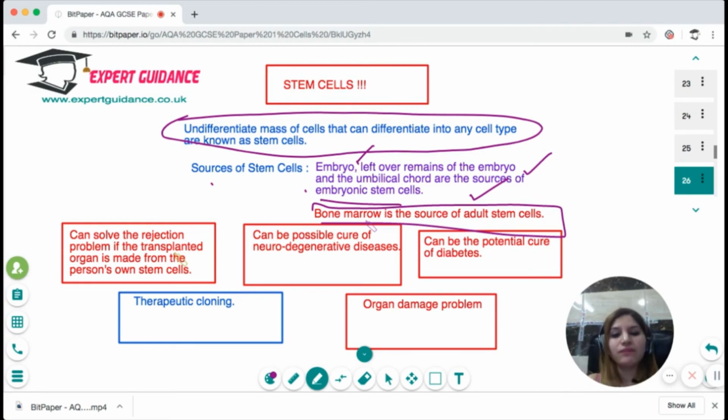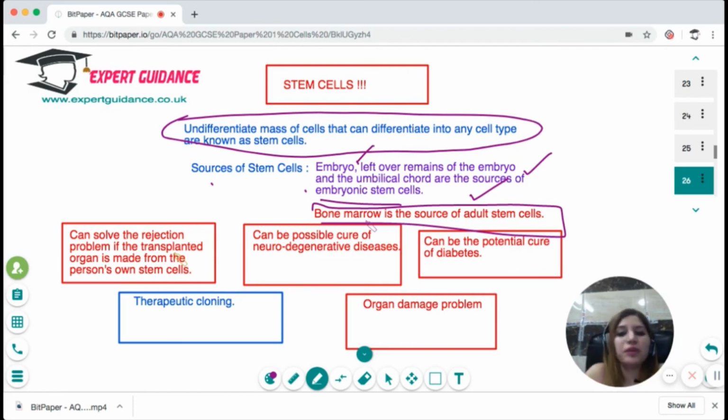Second, there are a lot of neurodegenerative disorders in which part of the nerve cells get damaged. If the person's stem cells can recreate those nerve cells, the neurodegenerative disease can be treated. Diseases like blindness can be treated. It can be a cure for diabetes. If the beta cells of the pancreas get regenerated, it can help in therapeutic cloning.